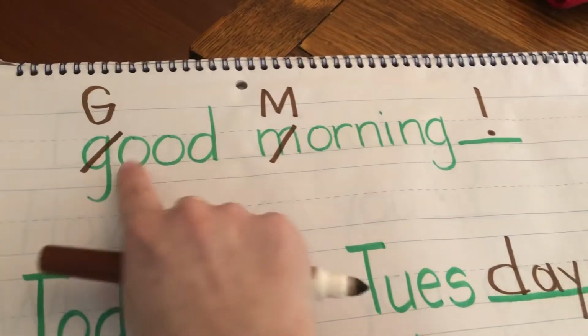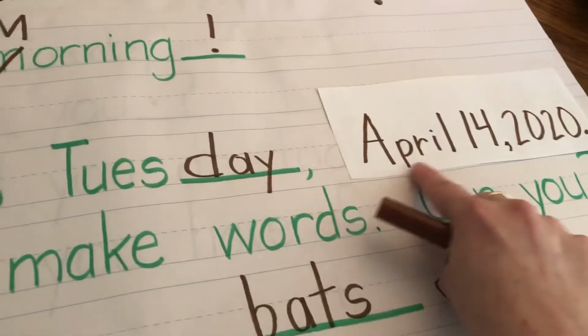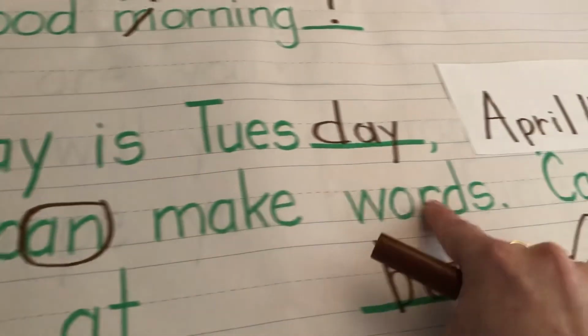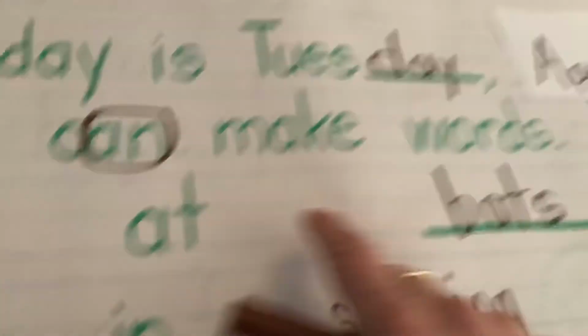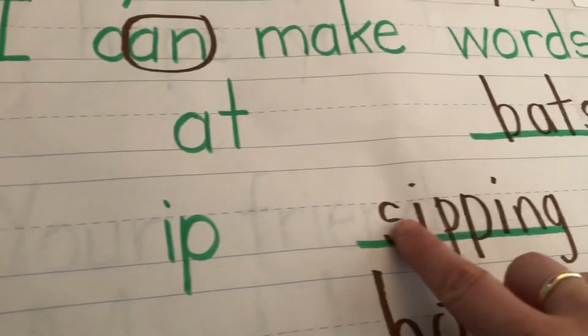All right, let's read our morning message. We have, good morning. Today is Tuesday, April 14th, 2020. I can make words. Can you? We made bats, sipping, pan, and hopping.